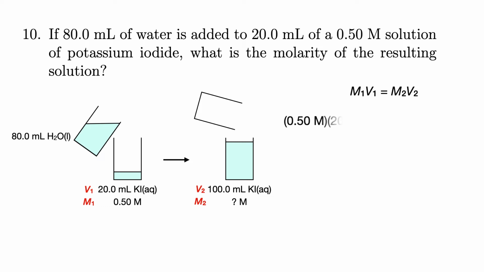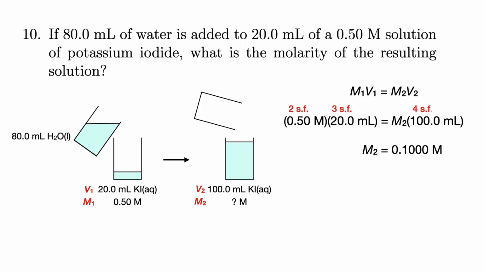So putting those numbers in, and then we want to solve for M2, and doing so gives us 0.1000 molar. And then to round off, we have 2 significant figures here, 3 significant figures here, 4 significant figures here. So the least precision amongst those is the 2 significant figures. So we'll round off our answer to 2 significant figures, and we get that the final concentration was 0.10 molar.